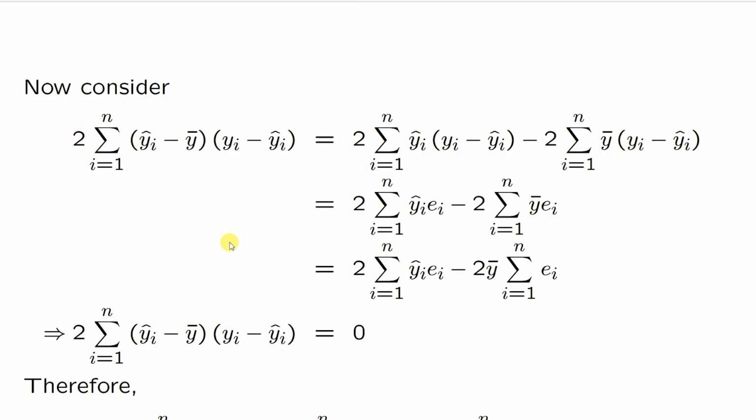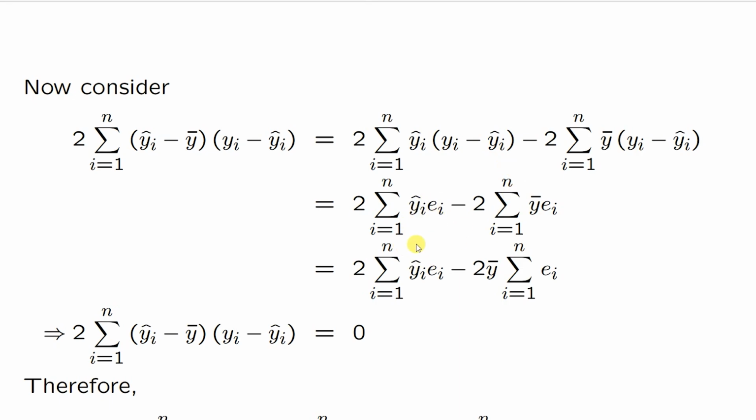Thereby we can observe in the first term we have yi minus yi cap. The difference between the actual value of the response and the predicted value of the response is nothing but the residual ei. So we can see that in the first term we are having 2 into summation yi cap ei.